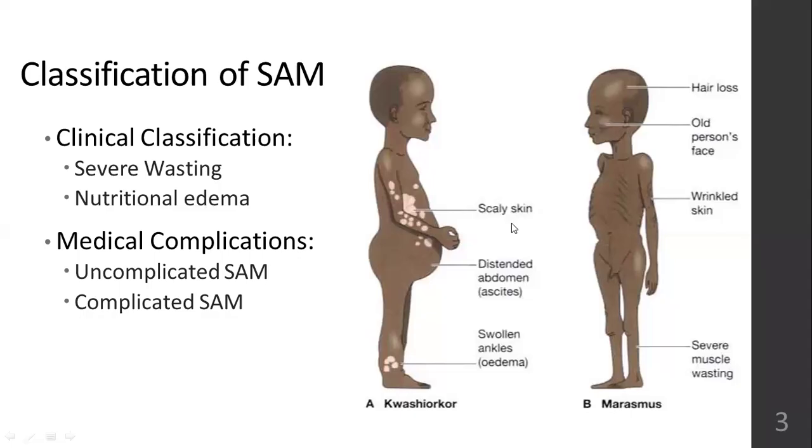And complicated, you will require the child to be admitted. Otherwise the situation could be fatal. You will lose the life of the child. That is complicated severe acute malnutrition. Hypothermia, severe vomiting, infection, septicemia, dehydration, metabolic disturbances. These all are some complications that can take the life away of the child.